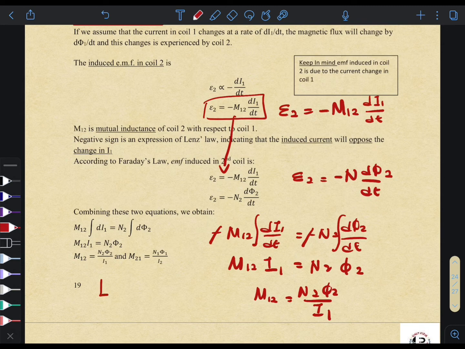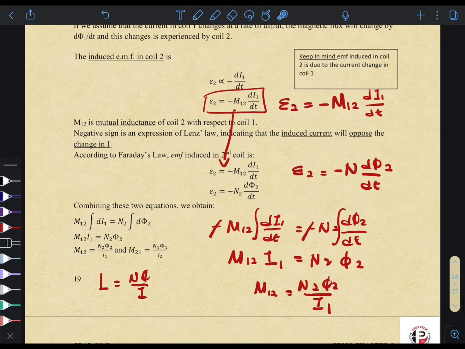Kalau kita compare dengan self-inductance, perubahan dalam diri sendiri menyebabkan you induce EMF in yourself. So you have equations such as L, self-inductance, is equals to N flux over I. So kalau kamu tengok equation dia sama sahaja, it's just that dekat sini it is necessary to write the subscript to indicate that you are producing the EMF in the second coil. So the flux from the second coil, however, due to the current in the first coil tadi.